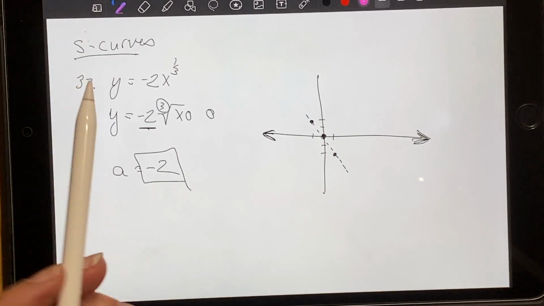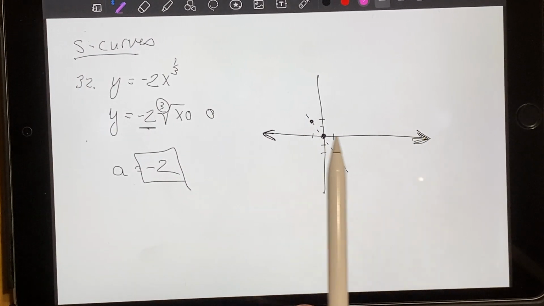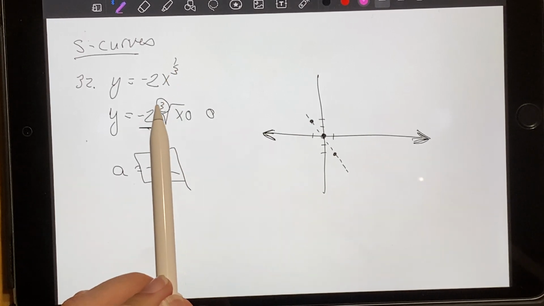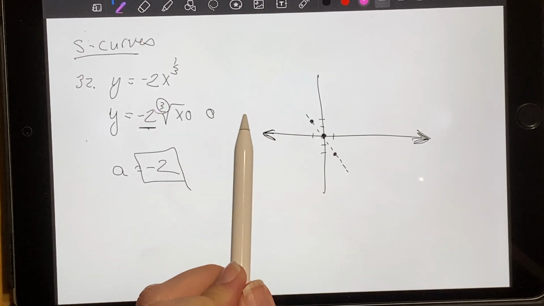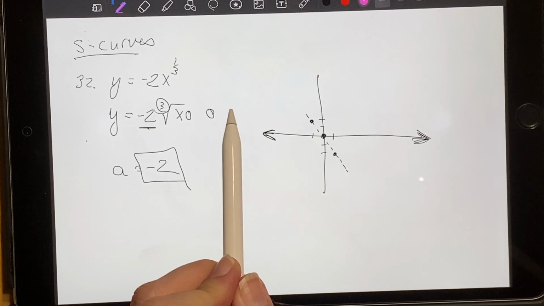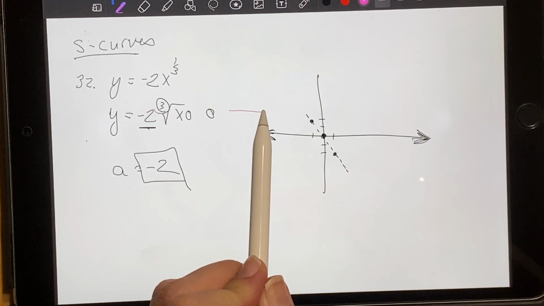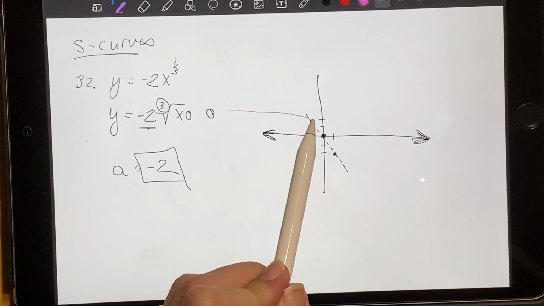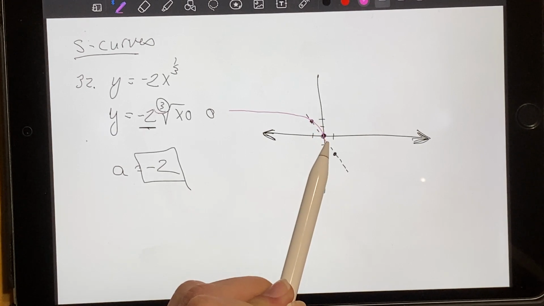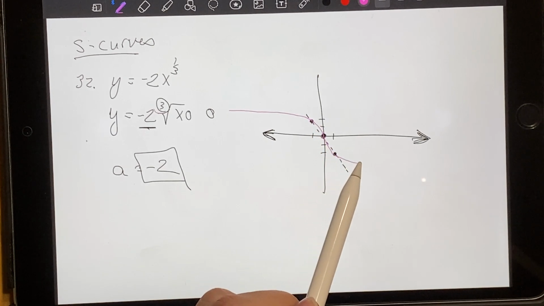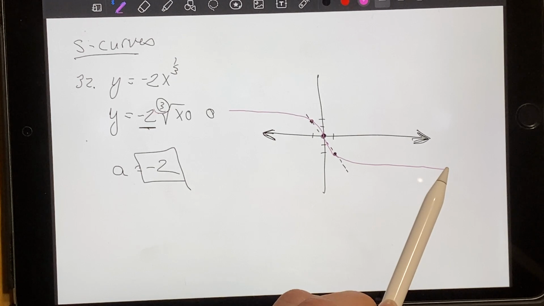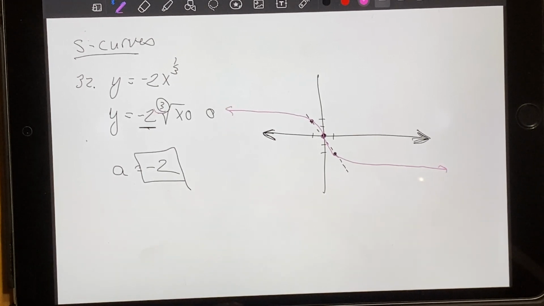And what we want to do is go towards infinity along our x-axis because it is a cube root, which means I need to come from x negative infinity through my point, turn, go through my next point, and then go towards x positive infinity. So I would graph it that way.